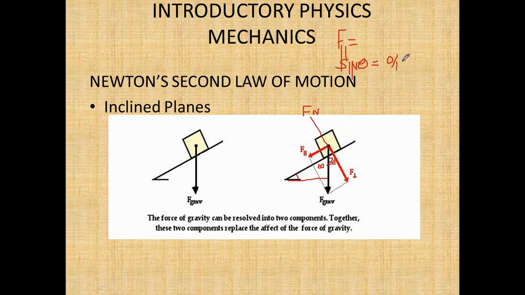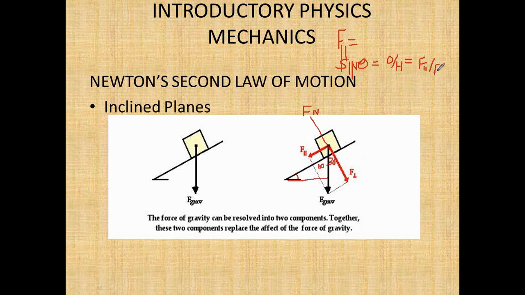And this is a right angle triangle, okay? So this is the angle we're talking about. This would be the adjacent side, this is the opposite side, and this is the hypotenuse. So the sine of that angle is the opposite over the hypotenuse. The opposite is the parallel component of the force due to gravity, and the hypotenuse is the force due to gravity.